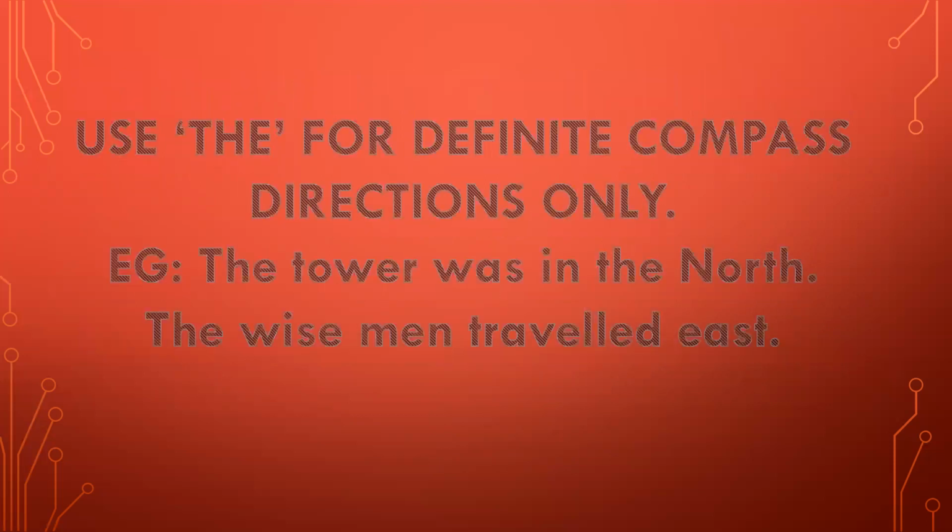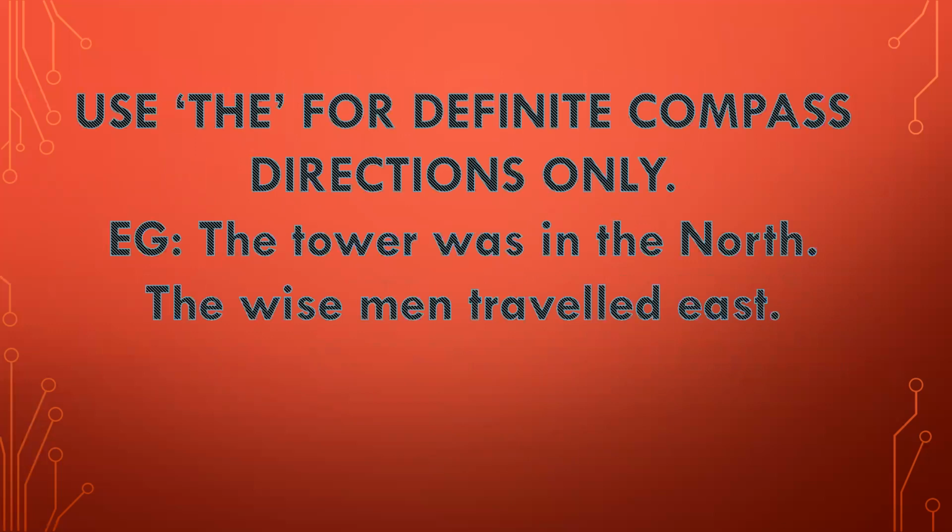Here's the next rule. Use the before definite compass directions only. Compass directions meaning north, south, east, west. Example, the tower was in the north. And in that case, you use a capital N for north. But look at the second case. The wise men traveled east. You cannot say the east. And in this case, there's a small e for east. I hope you noticed the difference. The tower was in the north. The wise men traveled east.